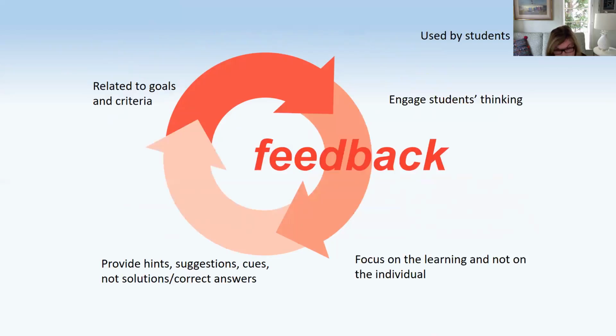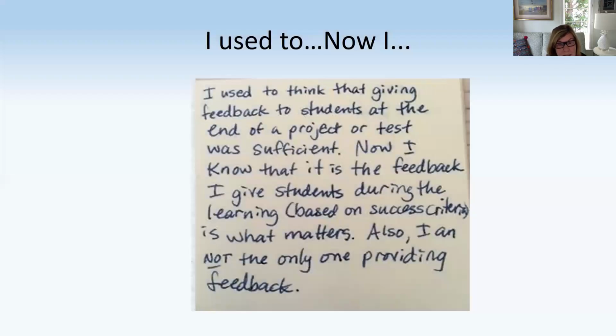So if we look at one more quote from a teacher, a different teacher this time, this teacher posted, "I used to think that giving feedback to students at the end of a project or test was sufficient. Now I know that it is the feedback I give students during the learning, based on success criteria, that matters. Also, I am not the only one providing feedback," indicating the role of students in providing feedback to each other, of course, based on those success criteria.